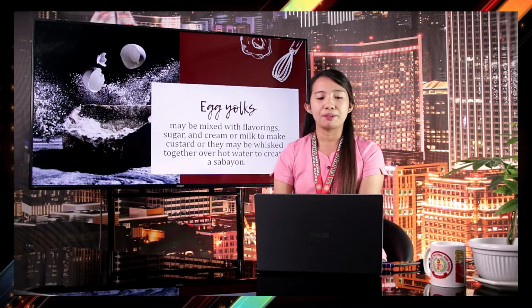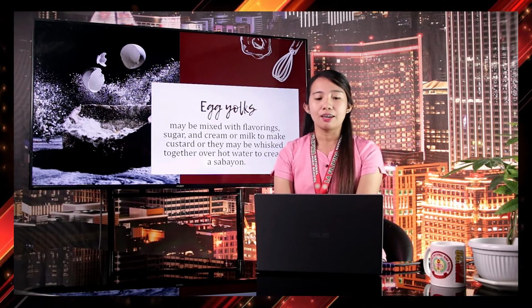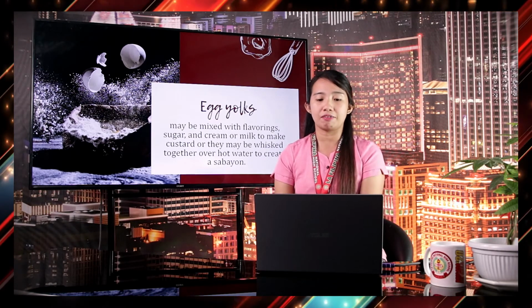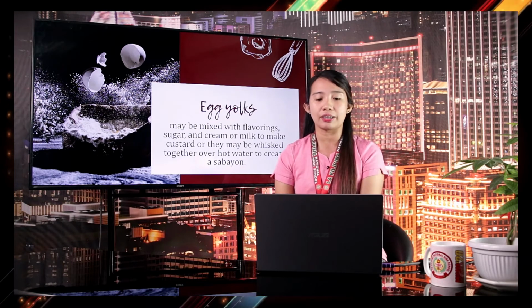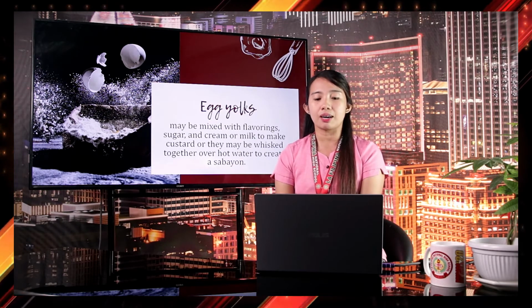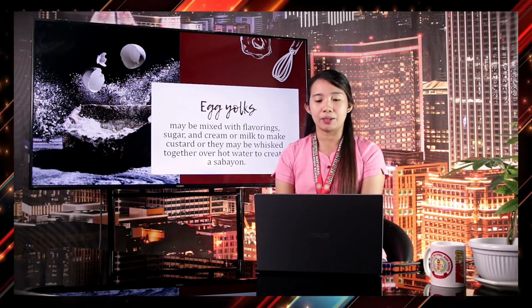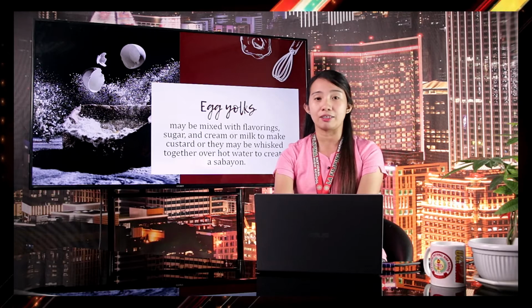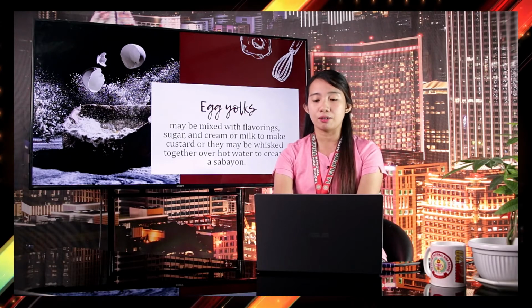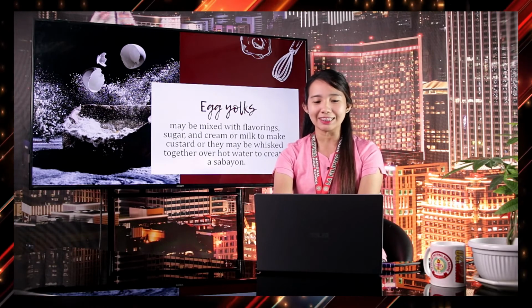Next, we have egg yolks. So egg yolks may be mixed with flavorings, sugar and cream, or milk to make custard, or they may be whisked together with hot water to create a sabayon. A sabayon is a light sauce traditionally made with egg yolks, sugar, and wine, or normally marsala.